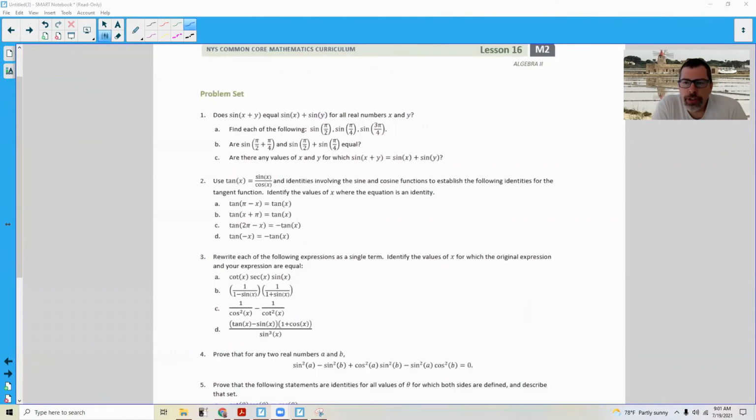Okay, page 6 brings us to the end of lesson 16. Go to your problem set.